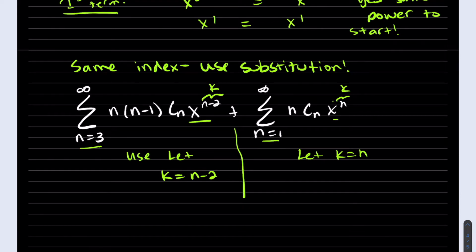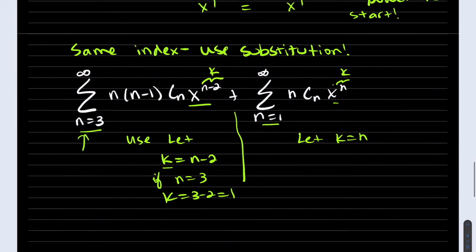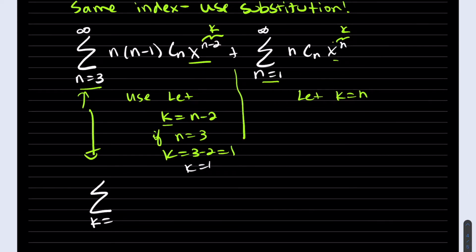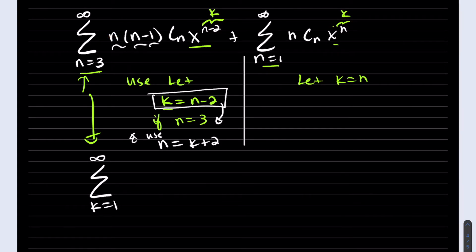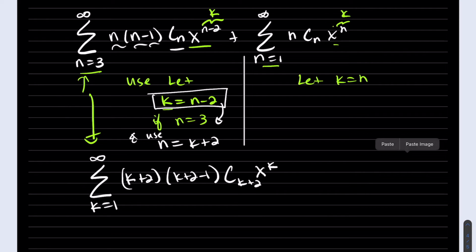And we both want them to be the same k power, because what will happen here is if we're using k equals n minus 2, then if n equals 3, we get k equals 3 minus 2, which is 1. So this index is k equals 1. But we also have to change all of these n's. So this n becomes k plus 2. That second n is k plus 2 minus 1. See, the subindex changes too. Now this one is pretty simple. We just replace k with n.